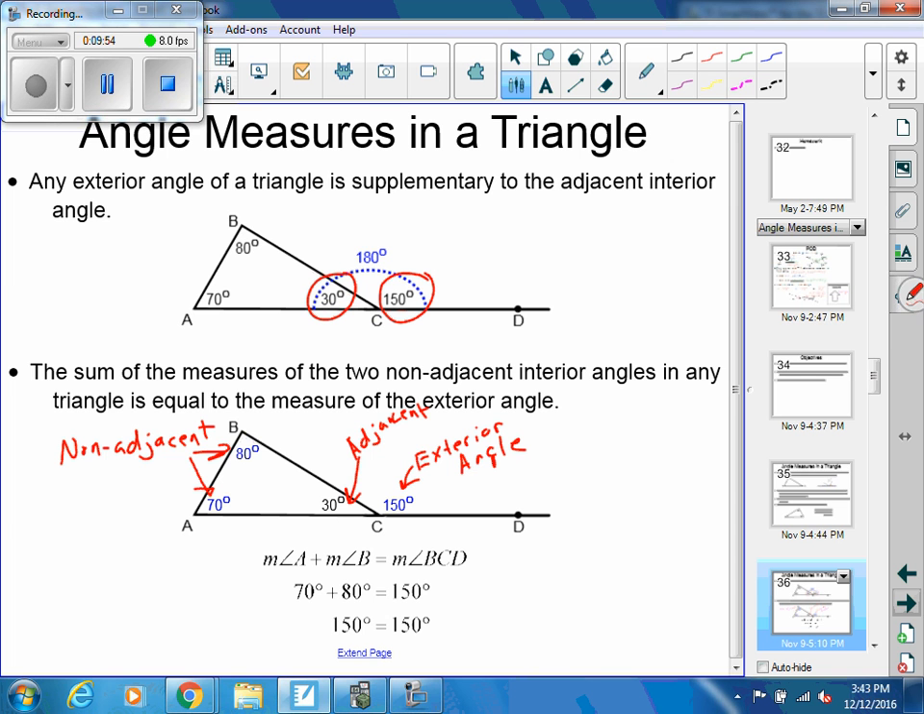Okay, so if you look here, if we take the 80 degrees plus the 70 degrees, that adds up to 150, which is the same as the exterior angle, which is BCD. So that's what this formula at the bottom is saying. The measure of angle A plus the measure of angle B. Angle A is 70, angle B is 80. That's going to equal the measure of angle BCD, which is the exterior angle.